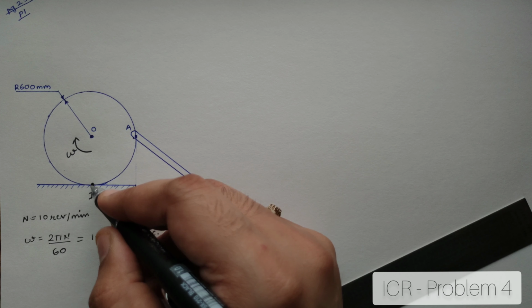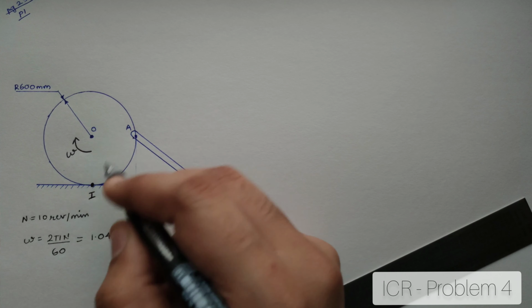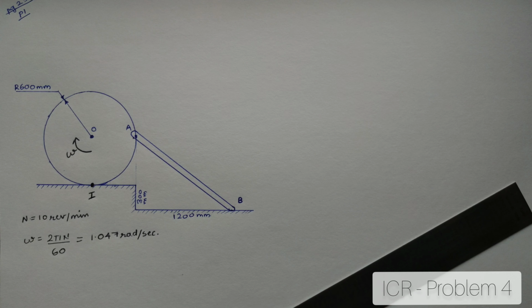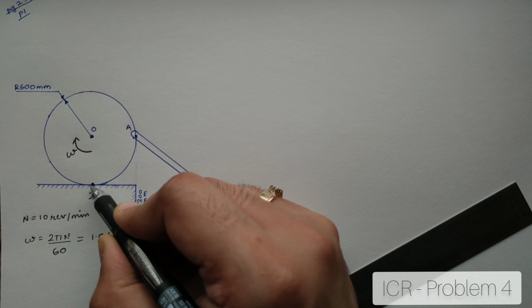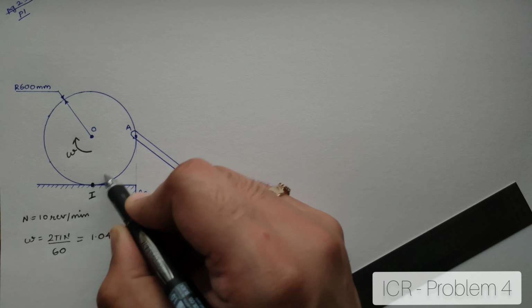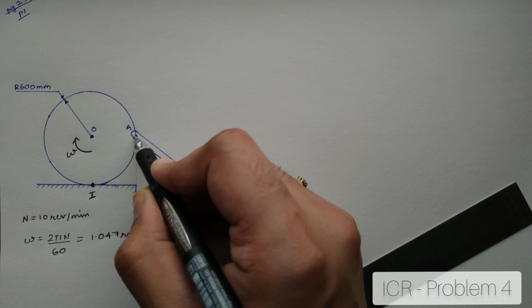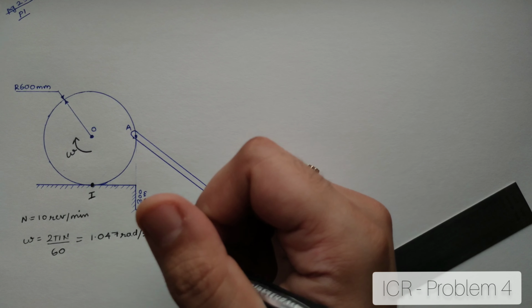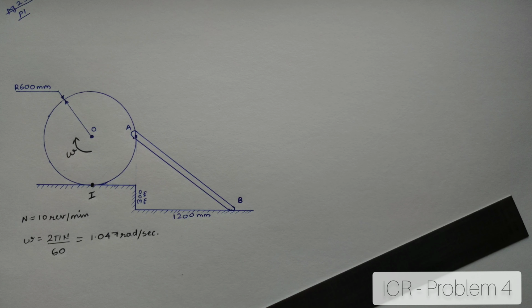Now, as soon as we get the location of the ICR I for any given object, we can immediately find out the velocities of any point on that given object using the same ICR I. All we need to know is the distance from that particular point to the ICR, and by just drawing the velocity perpendicular by joining that line, we will be able to find out the velocity. So let us just do that.